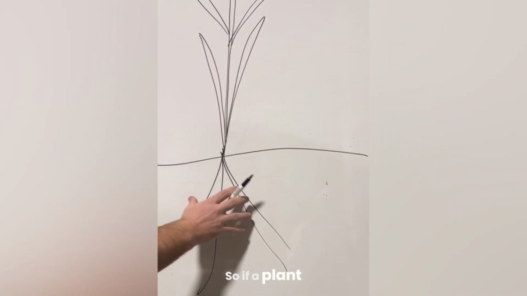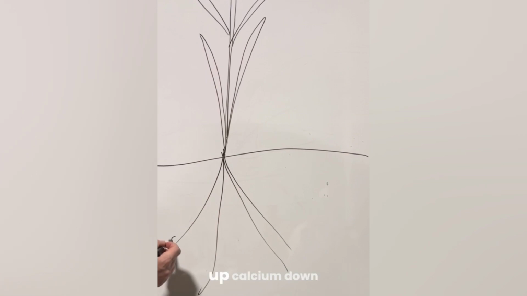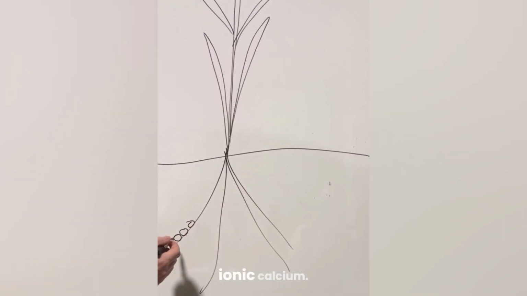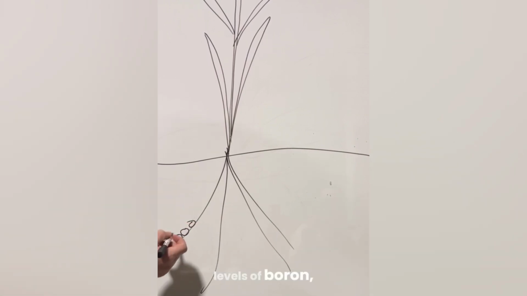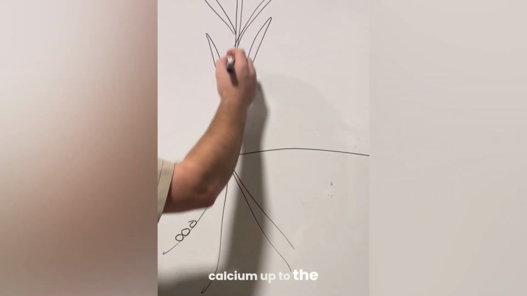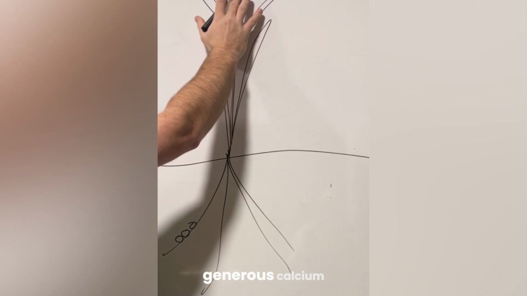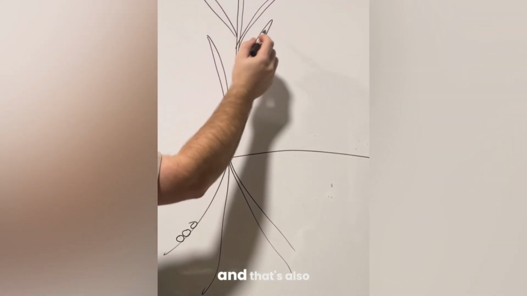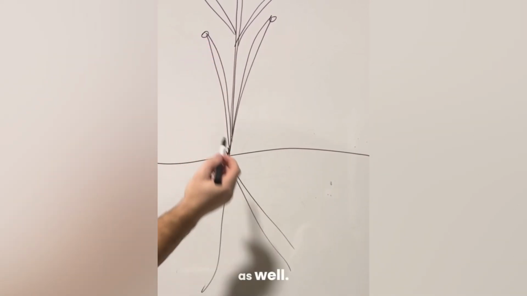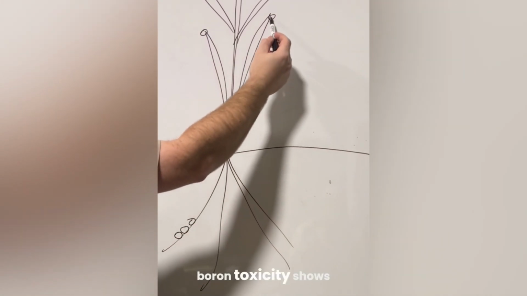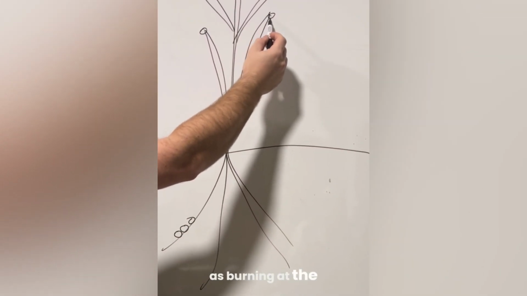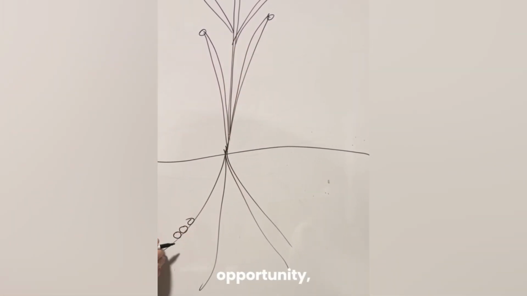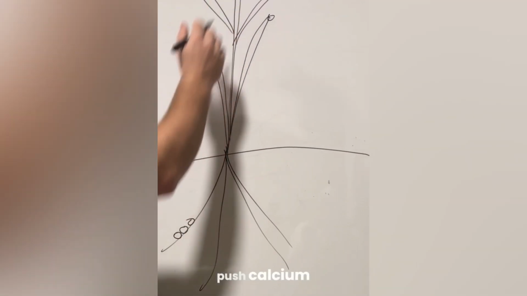So if a plant has generous levels of boron and it picks up calcium down here, it's picking up boron down here through the rhizophagy cycle or even ionic calcium, when it has generous levels of boron, it will push that calcium up through the plant all the way up to the upper tip, and you have generous calcium levels here at the top, at the furthermost tip. And that's also where they'll have boron as well. This is why boron toxicity shows up as burning at the tip, because that's where the boron goes. And given the opportunity, it will carry calcium with it and it'll push calcium upward.